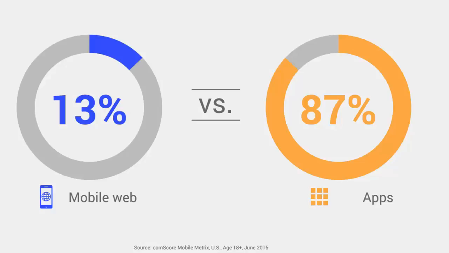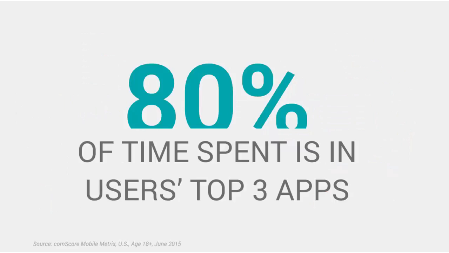So if you just look at that stat alone or that comparison, there's no reason for you to bother with the web, right? Just build a native app because that's the only way you're going to actually get anybody to ever do anything with your brand. But if you dive deeper into it, out of that 87%, 80% of it is spent in the user's top 3 applications. Now, what are those top 3 applications? Well, let's just say it's Facebook, okay?